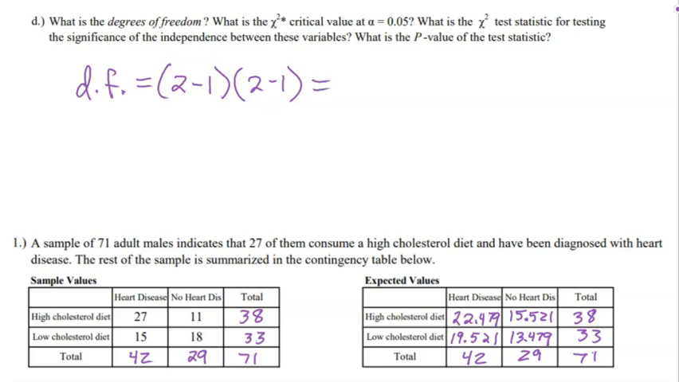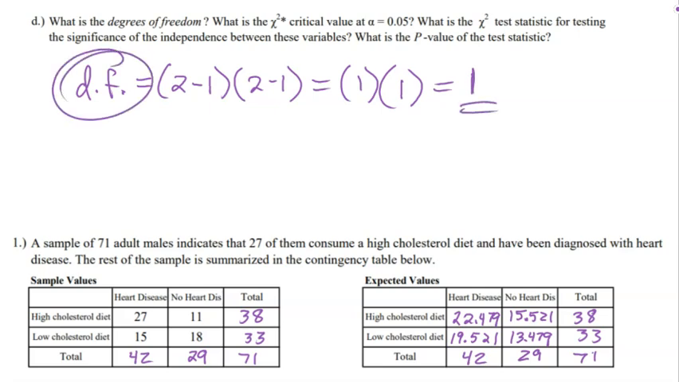So 2 minus 1, that's 1. Times 2 minus 1, that's also 1. And what is 1 times 1? Well, that's 1. And so the degrees of freedom for this particular chi-square test is 1. All right, so I'm going to write that over here. df equals 1. And now we'll move on to the next part of the question.